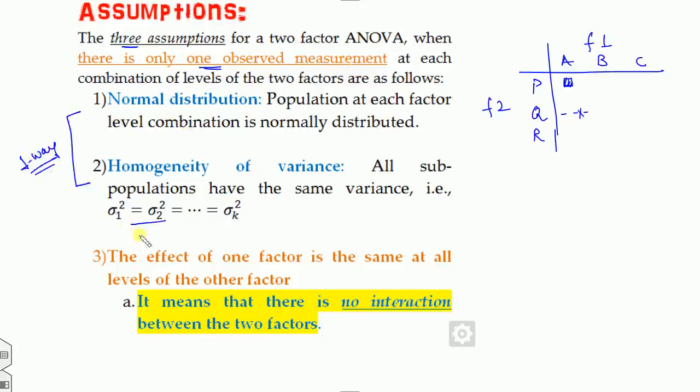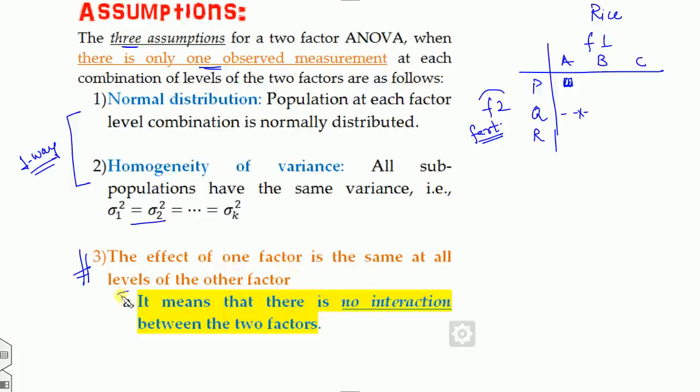What we have to do is there is a third one. This is a new one we have added. The effect of the one factor here, if I say this is my rice and this is my fertilizer, okay, look at the previous example. So the effect of the one factor is the same at all the levels of the other factor.